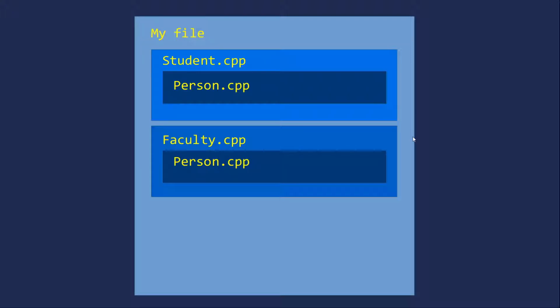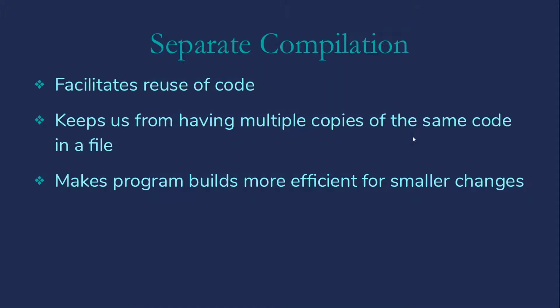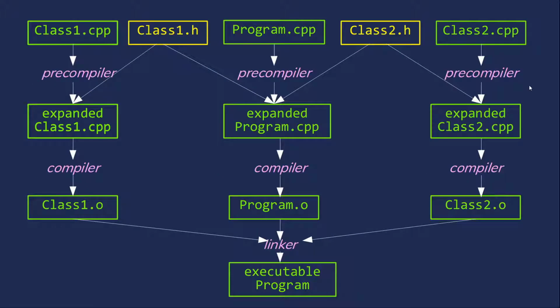in person.cpp. The final reason we do separate compilation the way we do it in C++ has to do with efficiency. Compilation of C++ programs goes through multiple steps. So take a look at it in this diagram. So assume we have several .cpp files and their corresponding .h files.